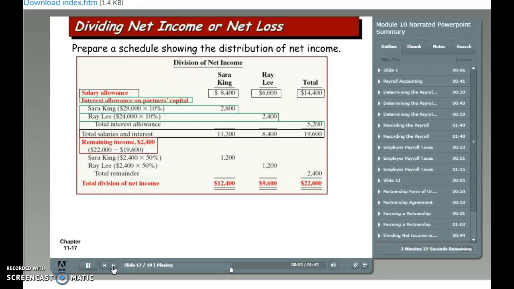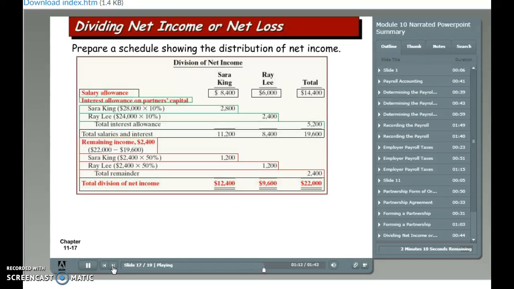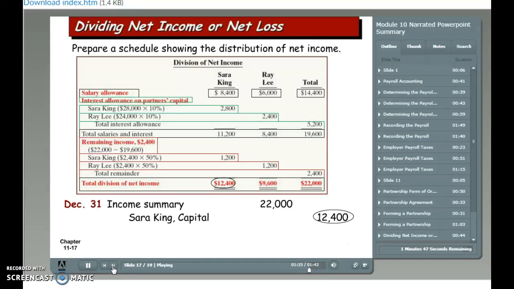Since the partnership agreement calls for net income to be split 50-50, King receives 50% of $2,400 and Lee receives $1,200 as well, for the total remainder of $2,400. Note the total division of net income does equal $22,000, the amount of net income. The journal entry to record the allocation is recorded as a debit to income summary for the amount of net income, and credits to Sarah King for $12,400 and Ray Lee for $9,600.